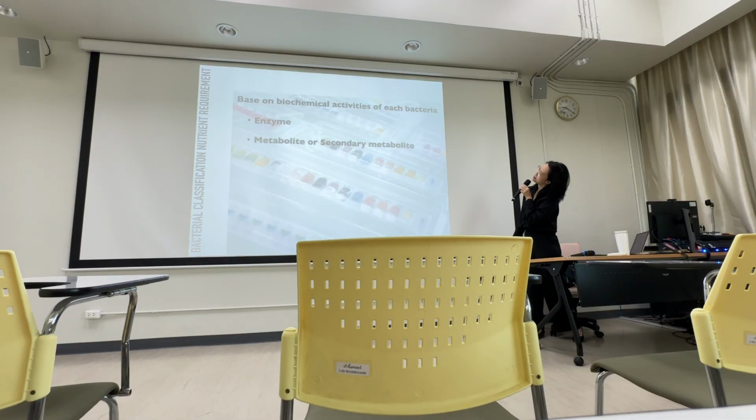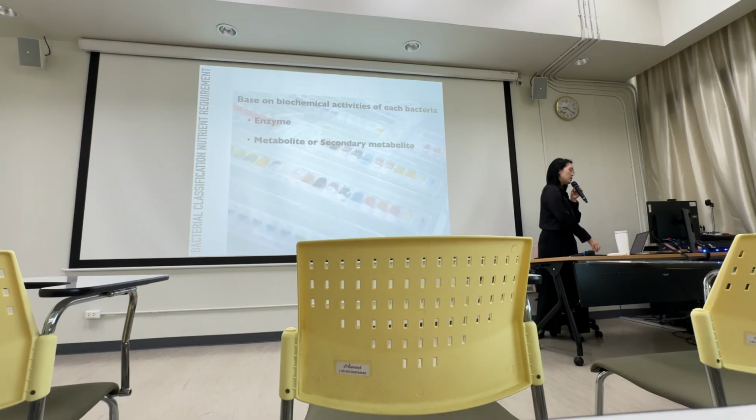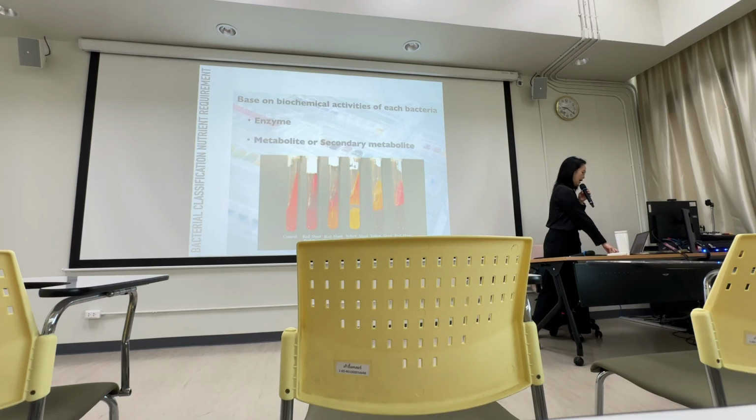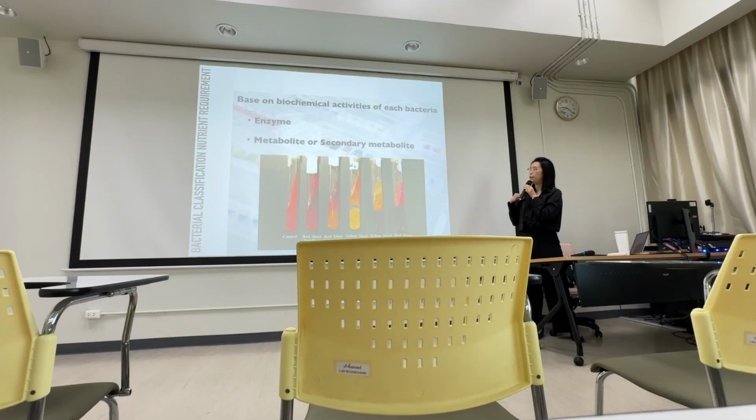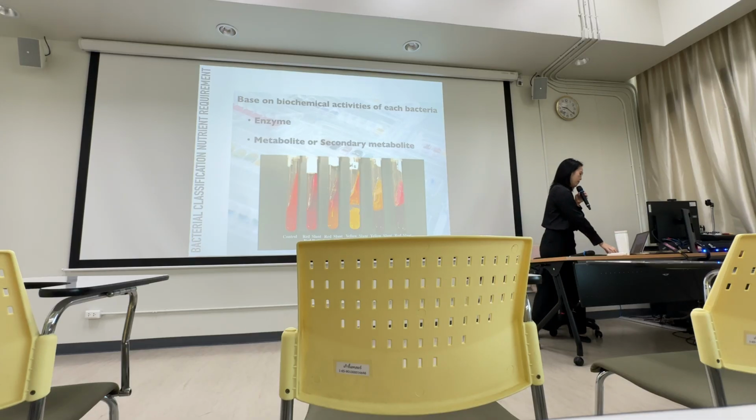And the last, nearly the last one, is the way that we classify from the biochemical activity of the bacteria. We observe the metabolism of the bacteria, that they might produce some metabolites, secondary metabolites, or some special enzymes. After they use those precursors, they can produce metabolites, so we can determine the metabolites on the agar that we grow the bacteria on. Then we can use it to classify the group of the bacteria.